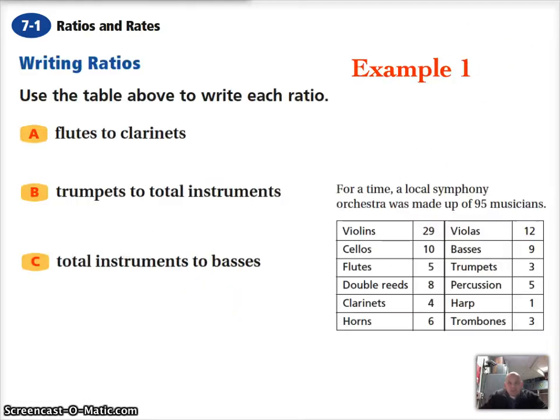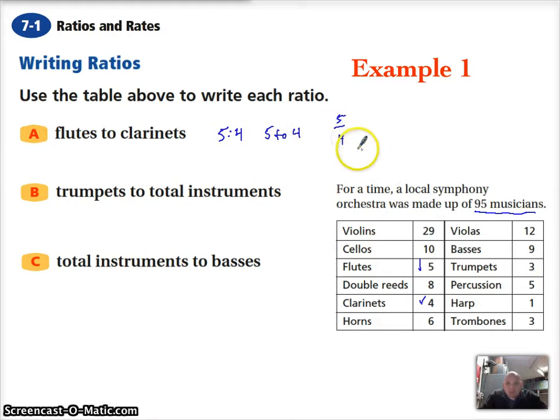Let's take a look at the first example. It says use a table to write each ratio. It says a table above, it's actually below. We're going to look at flutes to clarinets. We have 5 flutes in this symphony of 95 musicians, and how many clarinets? Well, we have 4. So we're going to write that as 5 to 4, or 5:4, or 5/4 in fraction form.